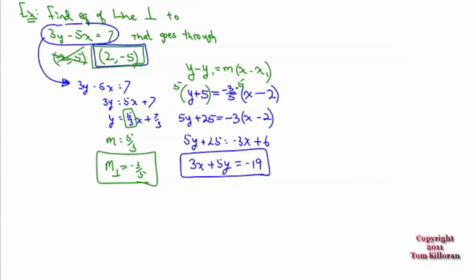Now, some standard forms are very strict in the sense that they have to have the x coefficient positive. So if this turned out to be negative 3x, what could you do to the whole equation? You just change all the signs straight across. Multiply by negative 1, it would change all the signs.